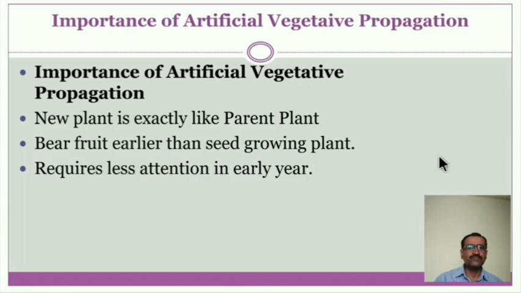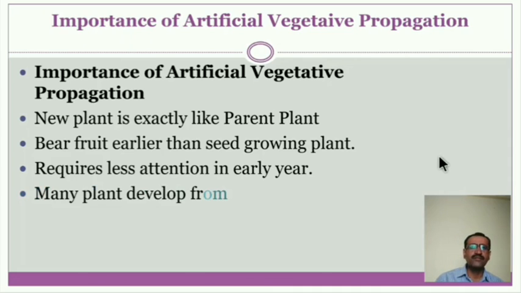The third one is that plants grown by vegetative propagation usually need less attention. They require very little attention in their early years compared to plants grown from seed. If we grow a plant from seed, it requires more and more attention until the seed is converted into a seedling. It requires more attention, but here less attention is required.